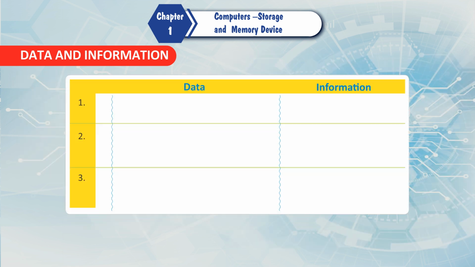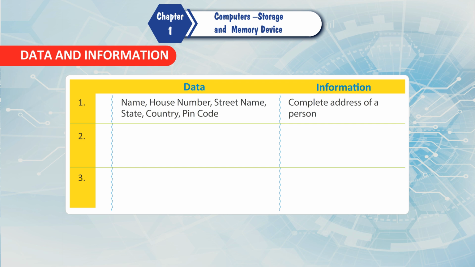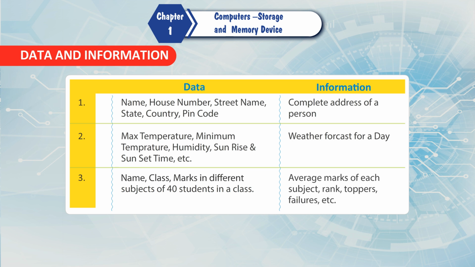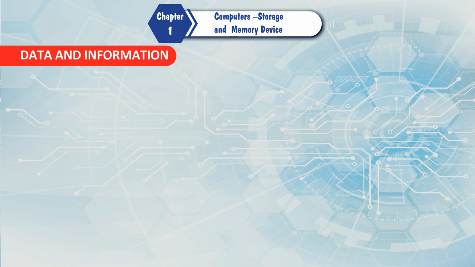Data, information. Name, house number, street name, state, country, pin code: complete address of a person. Max temperature, minimum temperature, humidity, sunrise and sunset time, etc.: weather forecast for a day. Name, class, marks in different subjects of 40 students in class: average marks of each subject, rank, toppers, failures, etc.